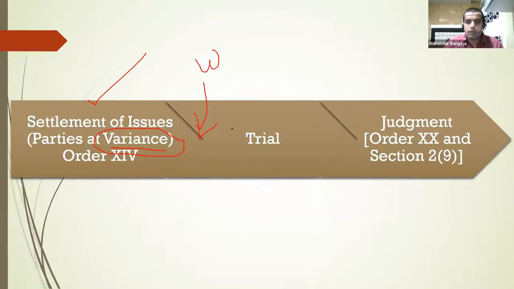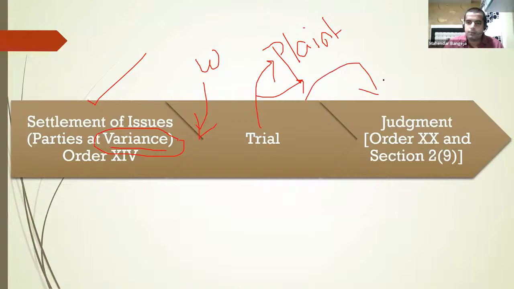After the issues, the trial starts. In the trial, the plaintiff's witnesses and the defendant's witnesses are examined, the plaintiff produces his documents, and even the defendant produces his documents as evidence, and ultimately on the basis of the evidence the judgment is pronounced. The story does not end there.